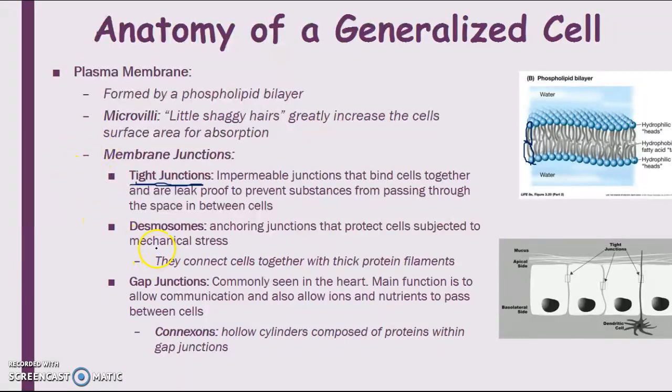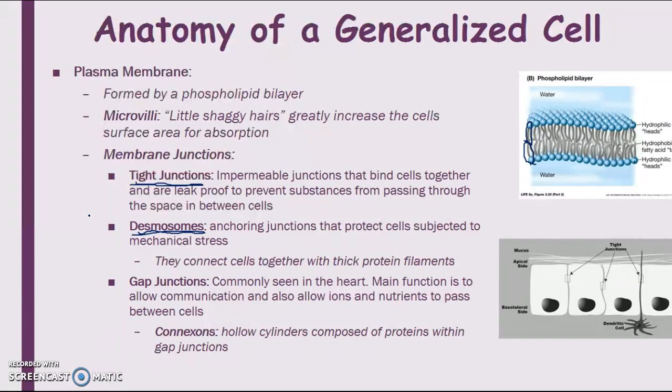These are made by protein filaments, and these protein filaments basically anchor cells down to the tissue below. You're going to find desmosomes on the inside of your mouth, so that it anchors the cells down, because that's a lot of wear and tear within your mouth. You're swallowing, you're drinking, you're eating. It's a lot of stress on those cells.